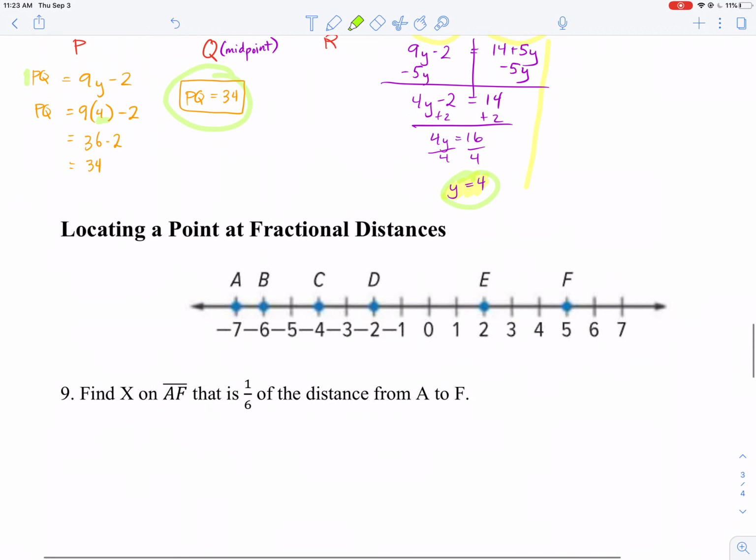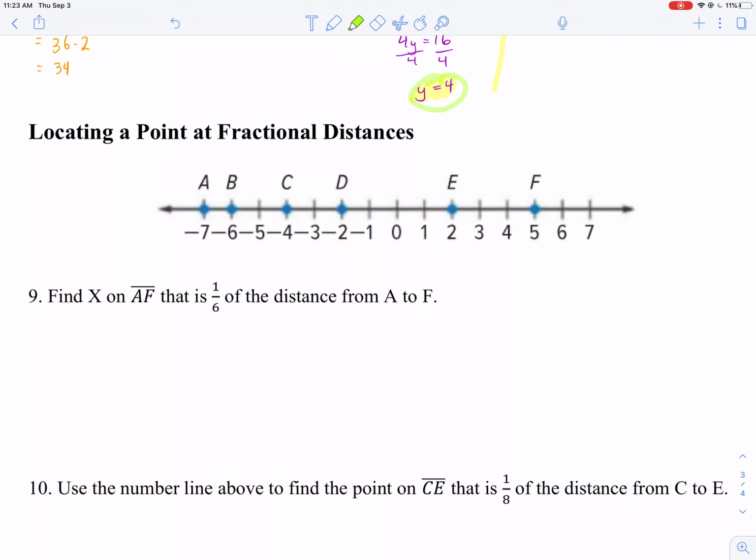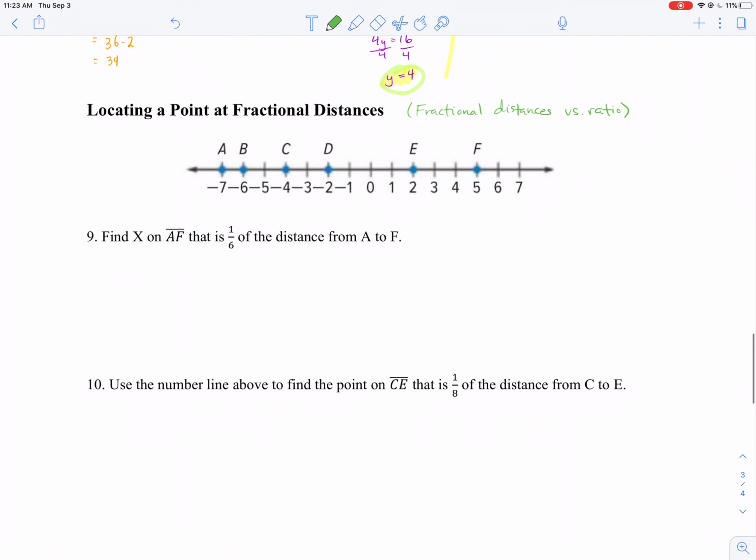All right, coming down to the next part, we're going to see locating a point at fractional distances. There are going to be two things: fractional distances, and then ones that are going to say ratios. In this case, we're just going to be doing fractional distances. You're not going to have to overthink it. The ratios are going to be when we're partitioning a segment, and I'll give you a worksheet to go over that.